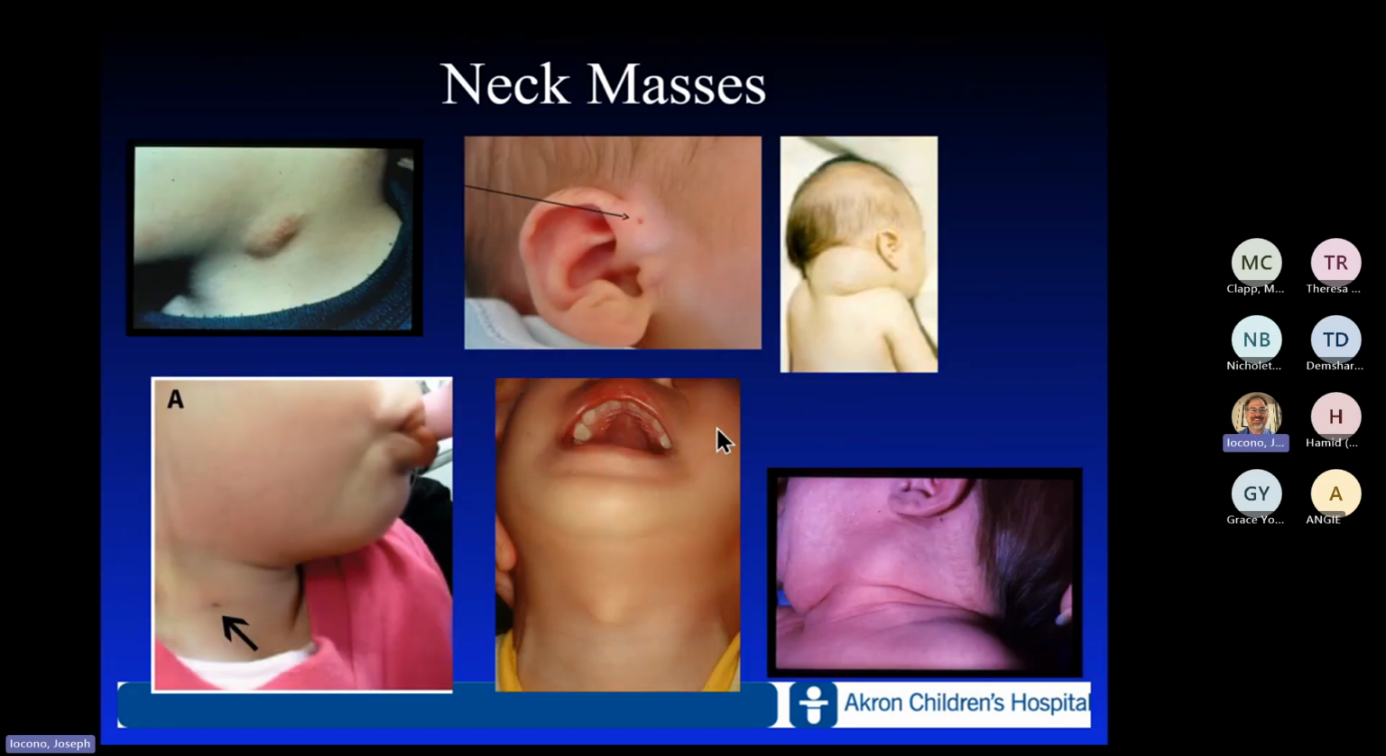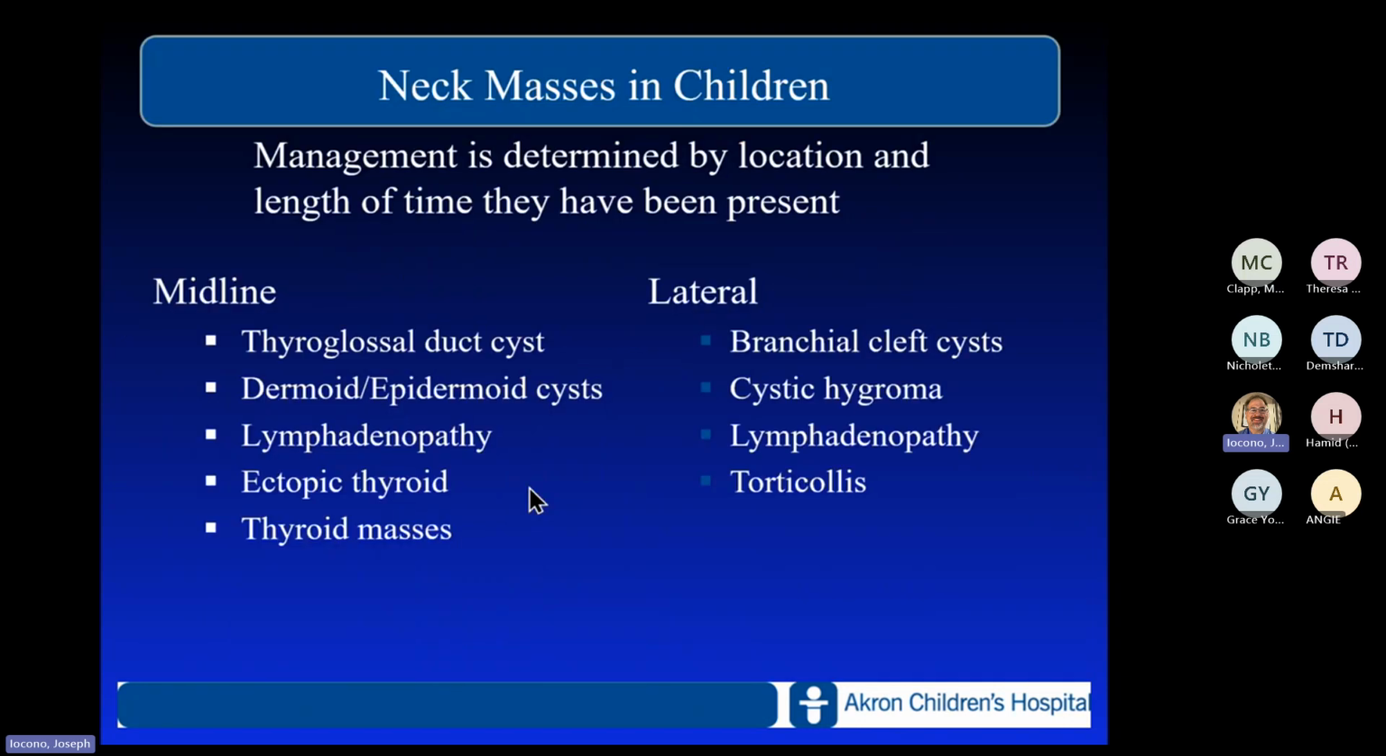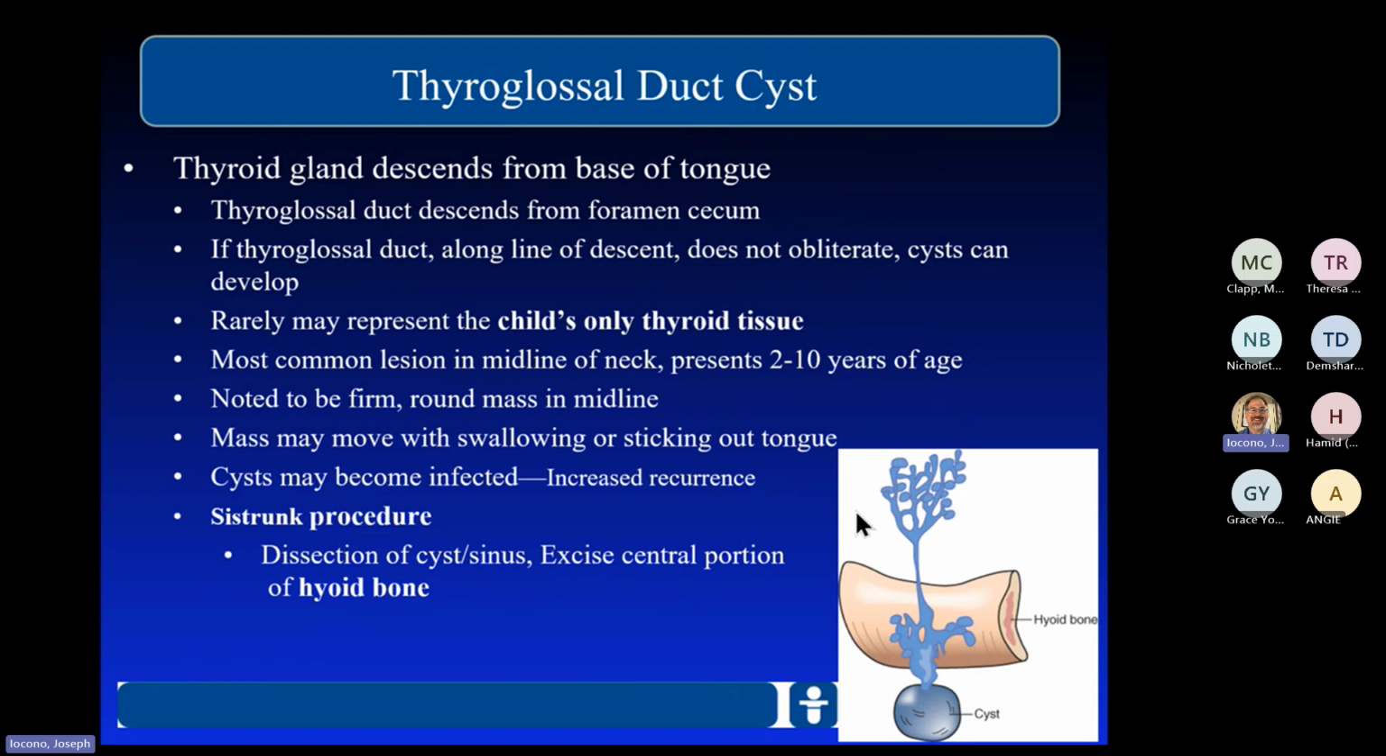Neck masses are going to be divided into location, whether they're midline or lateral, whether they have pits or not, whether they're cystic or solid. The management is going to be determined by length of presentation and their location. Midline, the biggest one they're going to ask you about is thyroglossal duct cyst. Lateral is going to be branchial cleft cyst and cystic hygroma. Lymphadenopathy can be anywhere, and torticollis sometimes appears on the test. So let's talk about the first one.